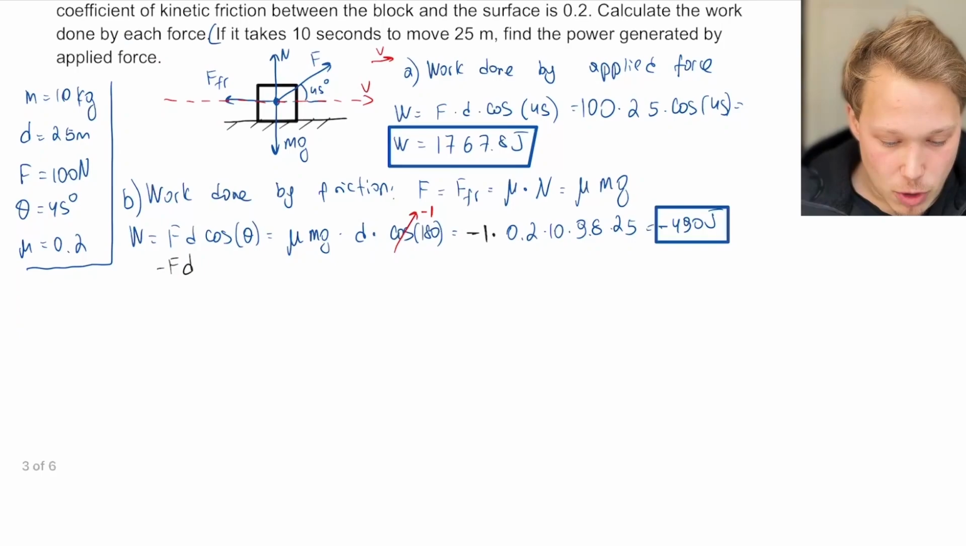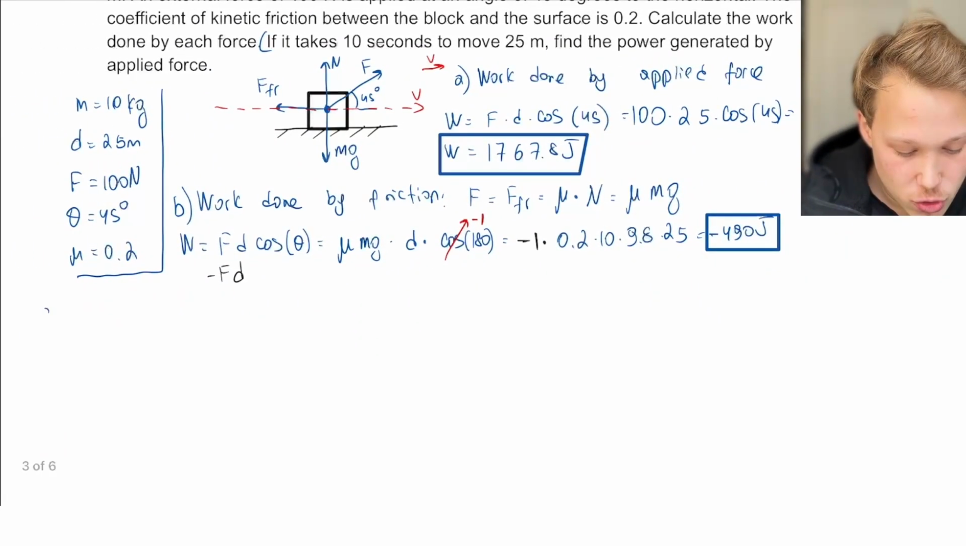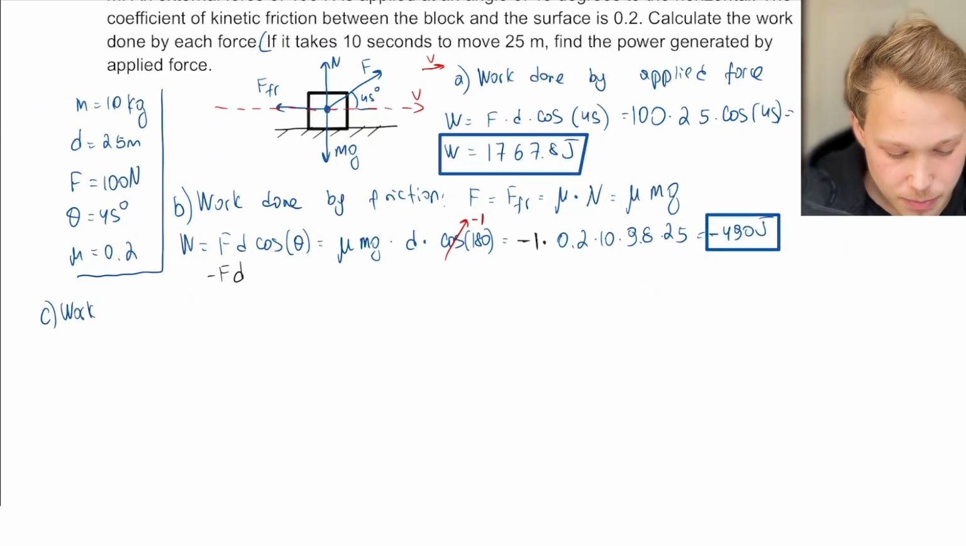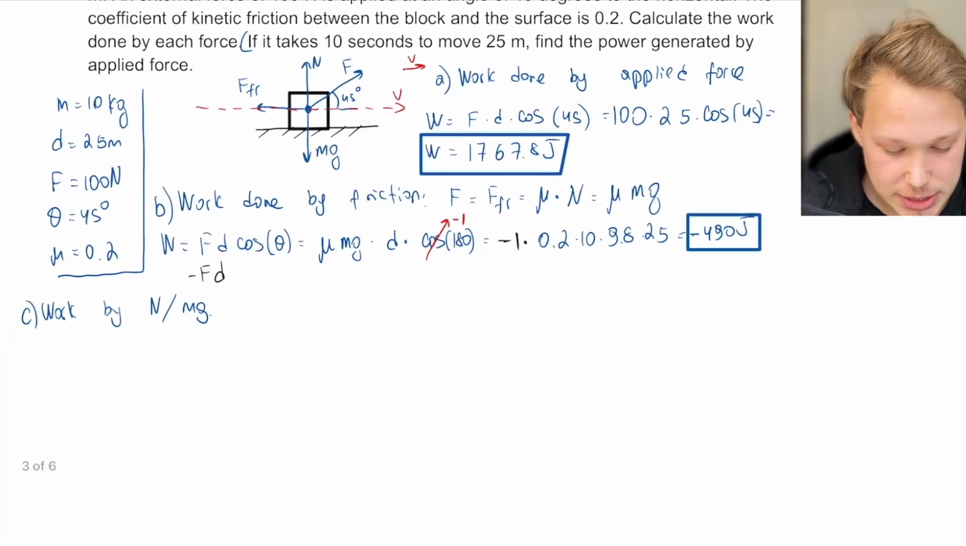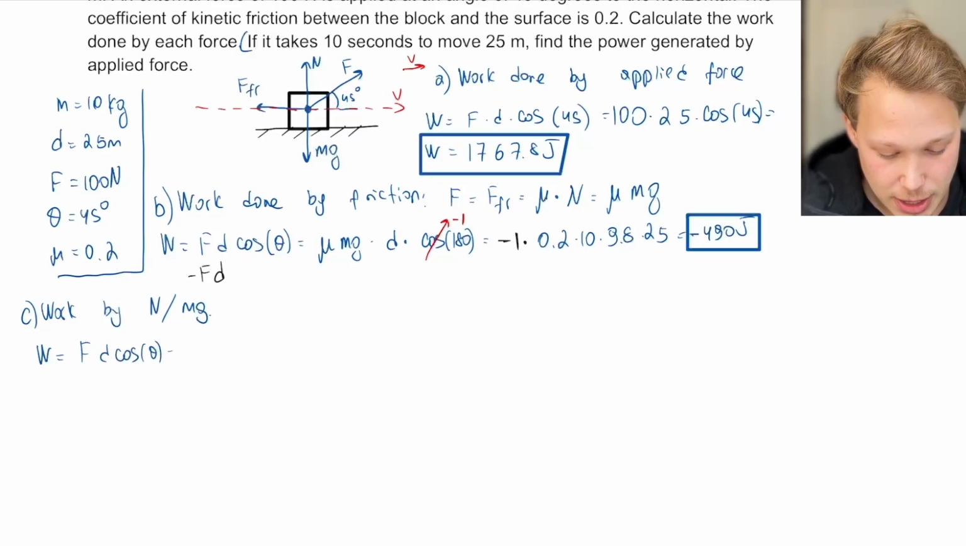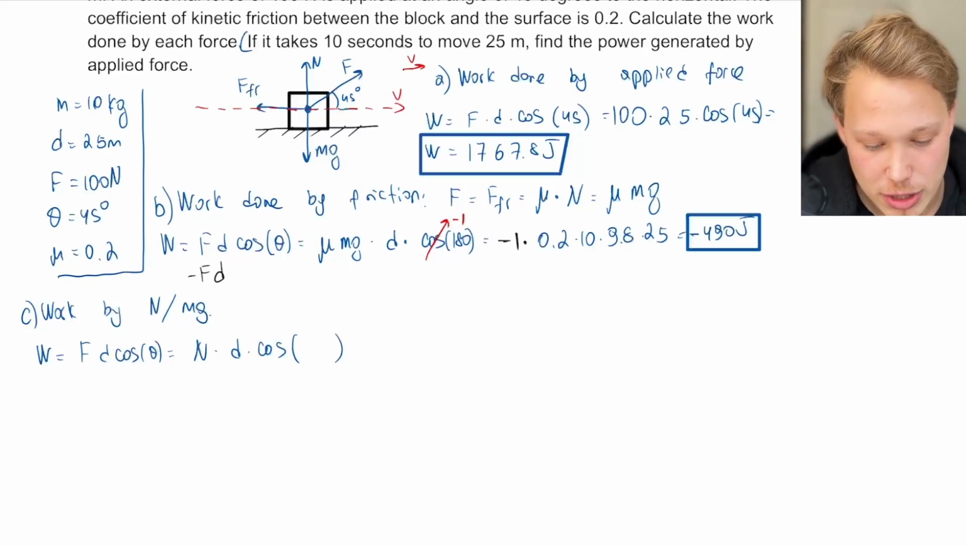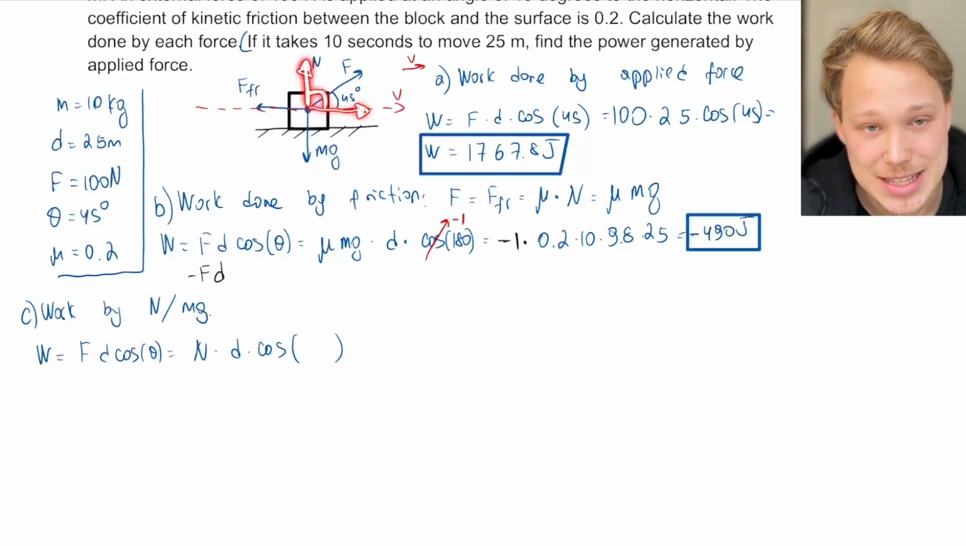Okay, what about work done by normal force? By normal force and mg. Let's take a look at this. Work done by normal force. Force times distance times cosine of the angle, right? N times distance. But what is the angle? The normal force is pointed upwards, but the displacement is to the right, as it has been before. So the angle between these two is 90 degrees.